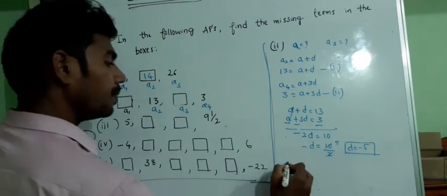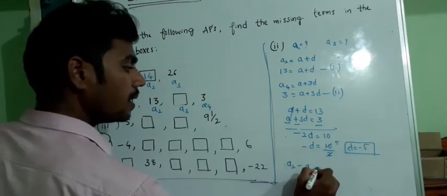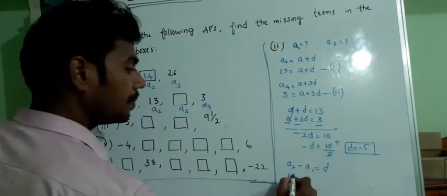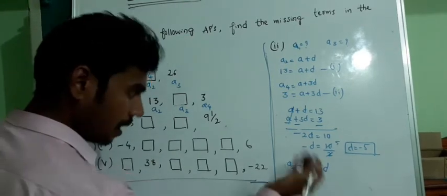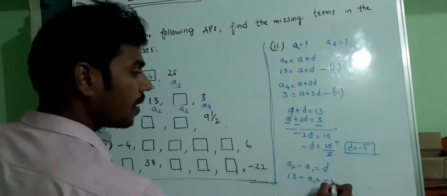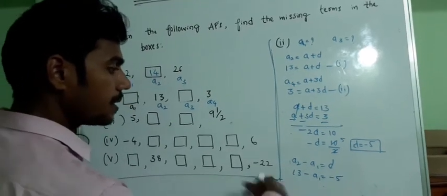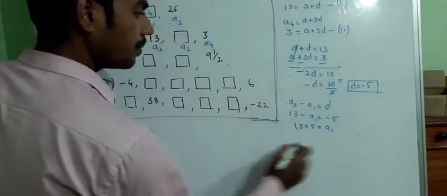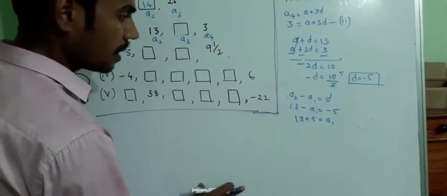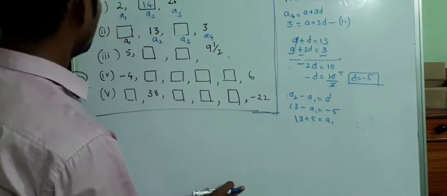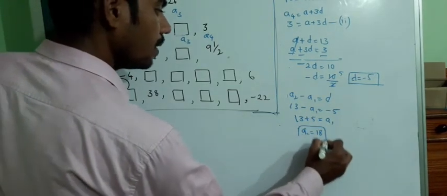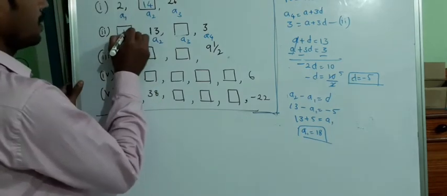Now a2 minus a1 is equal to d. We know this. What is a2? A2 is 13, minus a1, which we need to calculate. d is minus 5. Or else 13 plus 5 is equal to a1. So a1 is equal to 18.